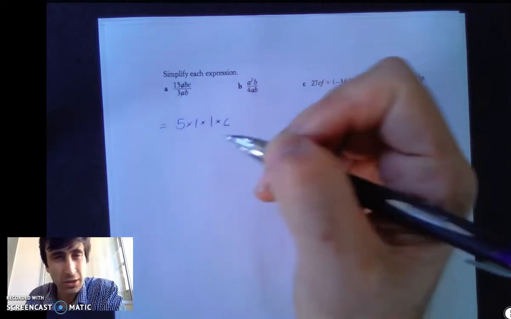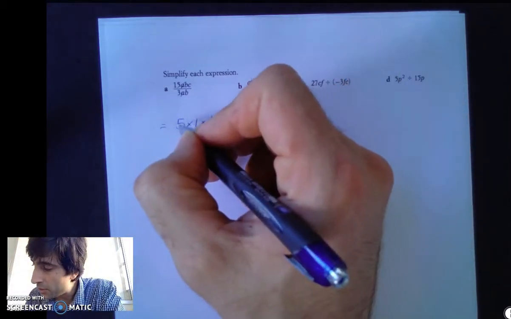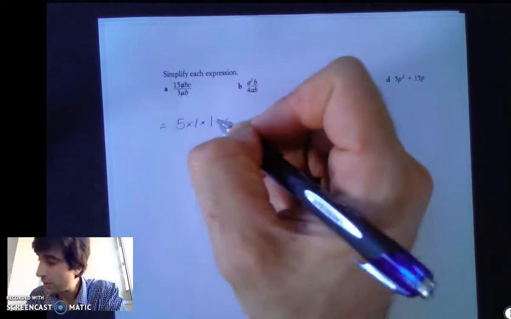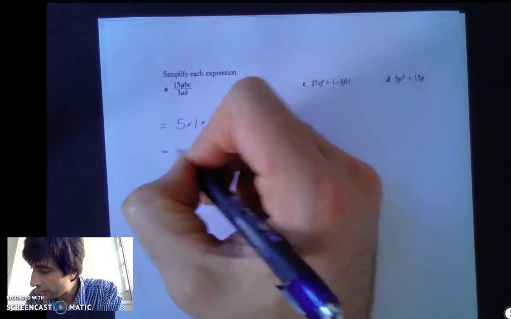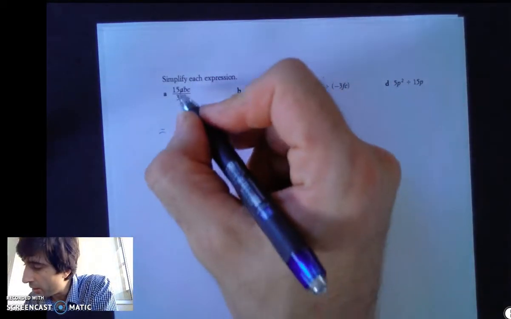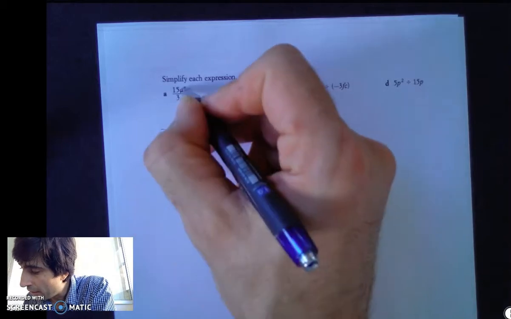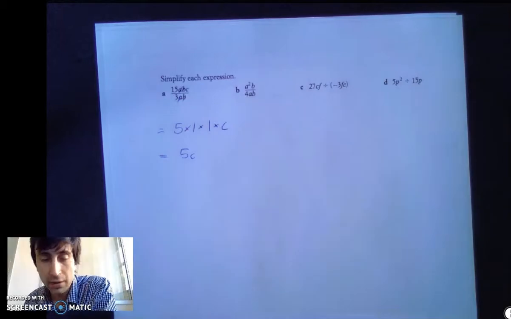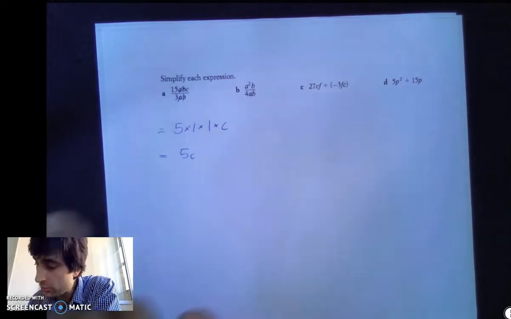But we don't actually usually put them in, because this 5 times 1 just equals 5. So 5 times C, the answer is 5C. And what we would usually do when we look at this one is we'd say 15 divided by 3 is 5. A and A cancel out. B and B cancel out. C's left over. C's on the top. These ones are a little bit harder.